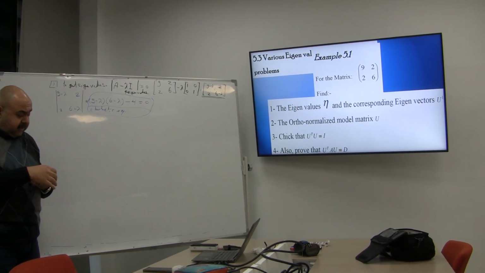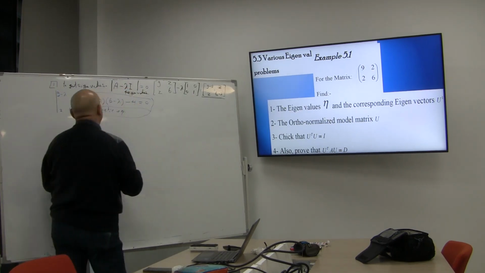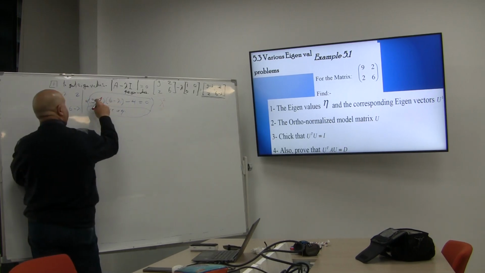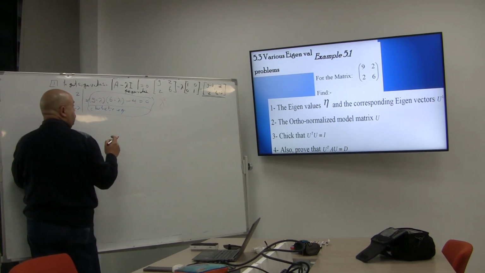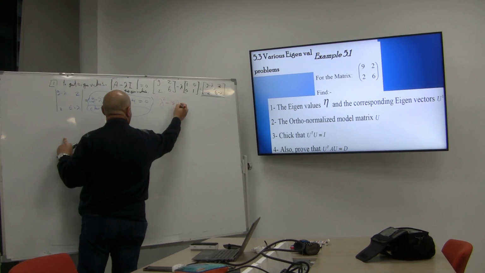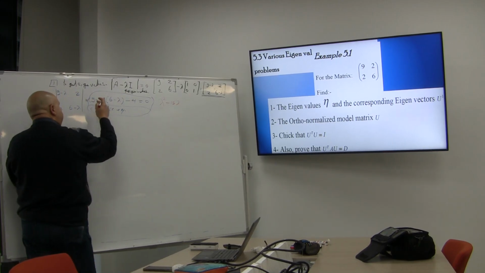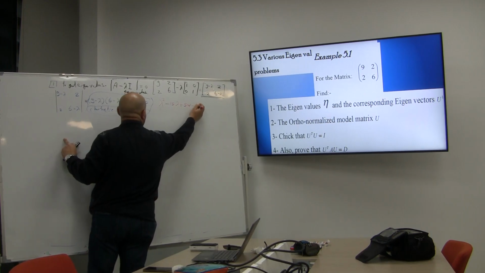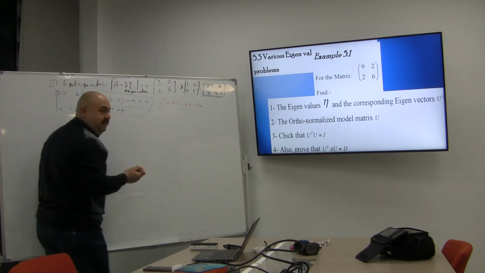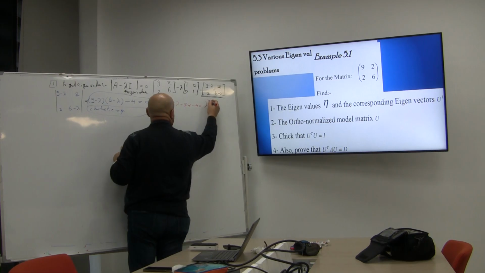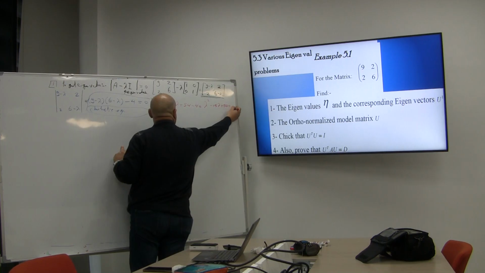When I factorize it or expand it, you will find that the form becomes as follows. It's going to be lambda, negative lambda times negative lambda, you will end up having lambda square. Negative 6 lambda, negative 9 lambda, so you will have negative 15 lambda. Then I will have 9 times 6, which is plus 54 minus 4. So you will end up having a quadratic equation. It's going to be lambda square minus 15 lambda plus 50 equals 0.